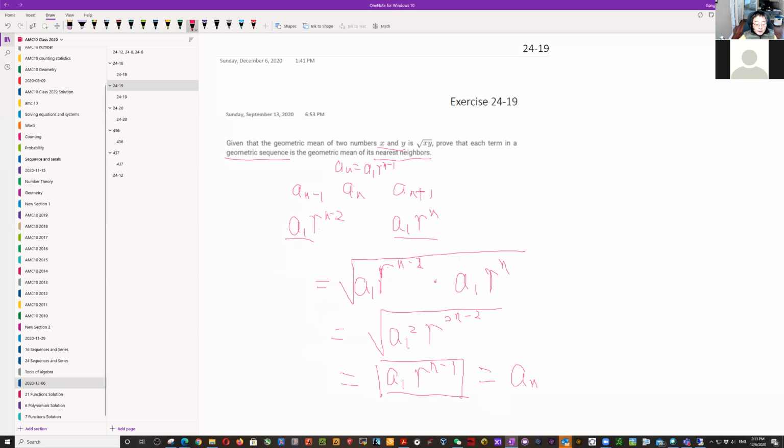So basically this proves that the geometric average of a(n-1) and a(n+1), if you expand it out, is actually equal to an. So each term in the geometric sequence is the geometric average of its neighbors.